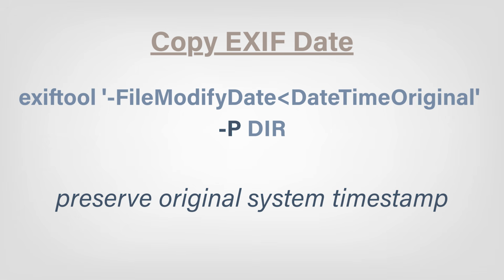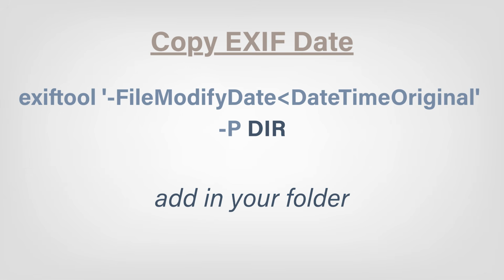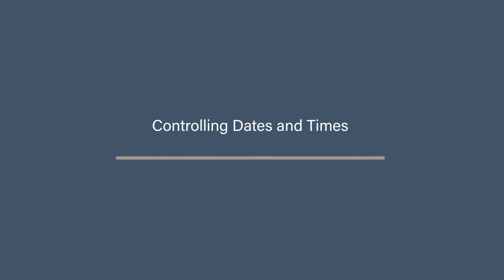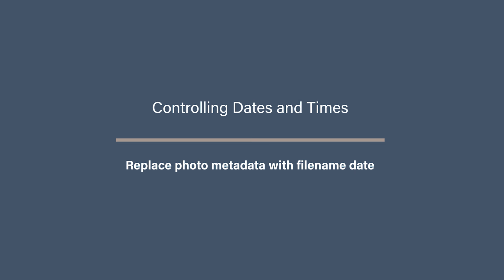Then our -p will preserve the file's original file system timestamps, except for the ones you're deliberately changing. It stops ExifTool from accidentally updating the last accessed or last modified just because you touch the file. Then we've got our dir, which is whatever folder of files you want to change. Now, Finder and File Explorer will show the right date taken instead of the wrong one. So let's see how it's changed in our ExifTool. You can see that the DateTimeOriginal and the FileModifyDate are now the same. But you can also pull the date out of the file name if the metadata is missing.